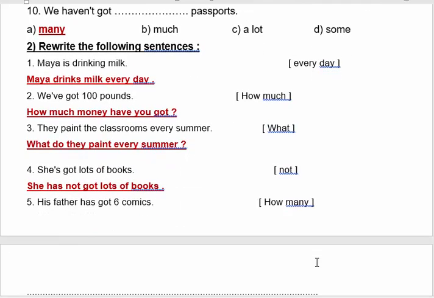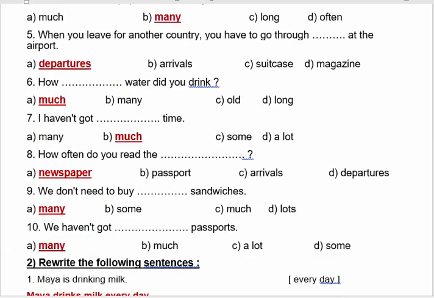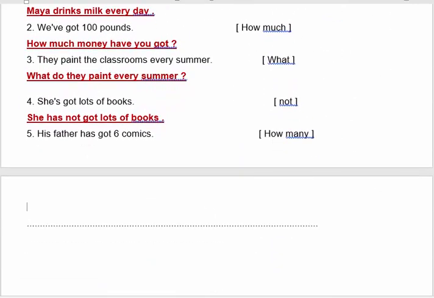Okay, the last one, number 5. His father has got 6 comics. Use how many. We will start with how many. How many? We are asking about comics. So how many comics has his father got? Again, the answer will be how many comics, we're asking about the comics, how many comics has his father got?